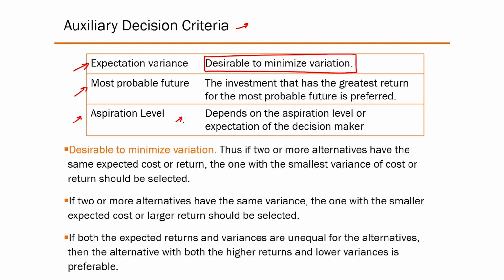All right, let's look at the variation principle first. So the idea is that you want to minimize the variation. So if two or more alternatives have the same cost or return, if the cost is the same, you choose the alternative with minimum variance, right? If the variance is the same, you choose the one with the lower cost or the higher return.